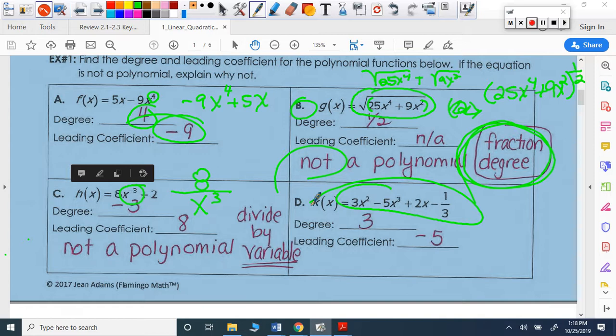And like this guy, since he's not written in ascending order, hurrying through a quiz or test, you might say, oh, he's degree 2. But you got to remember the degree is the highest, and the leading coefficient goes with that guy. So there's a reason that I'm having you do some of these on your own.